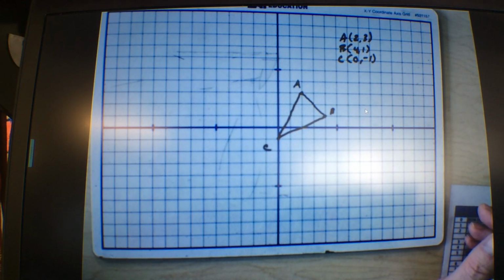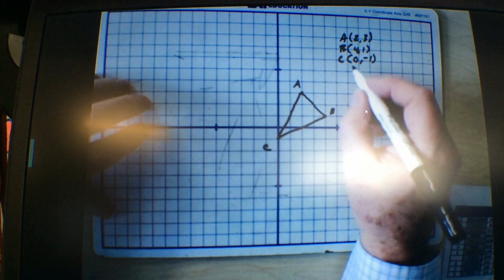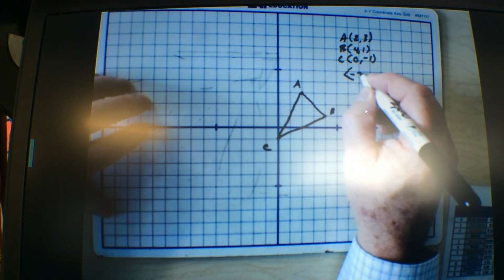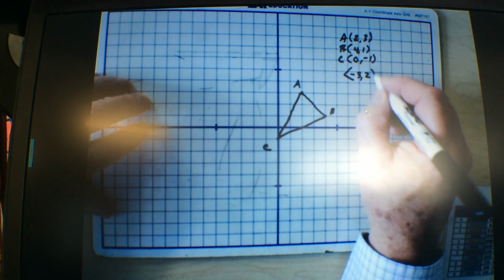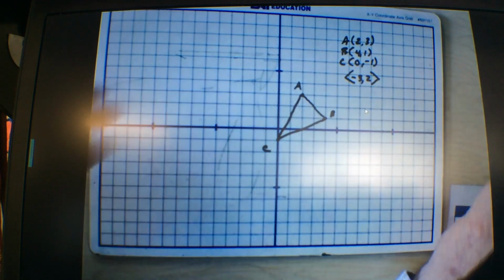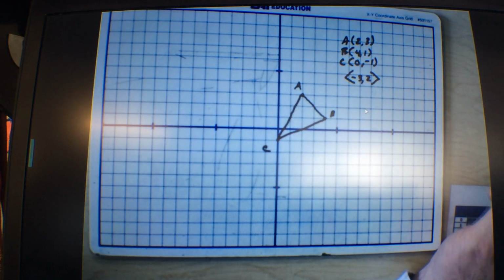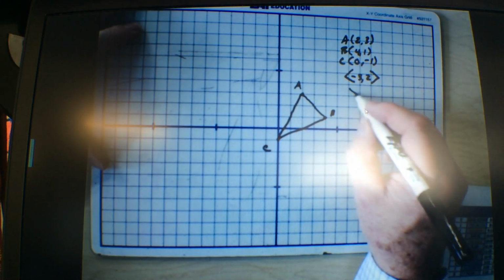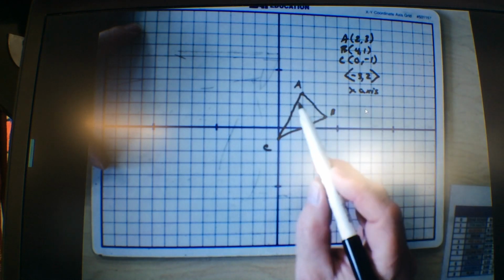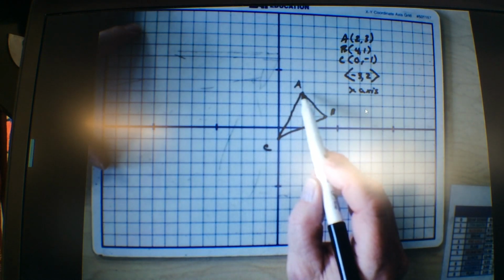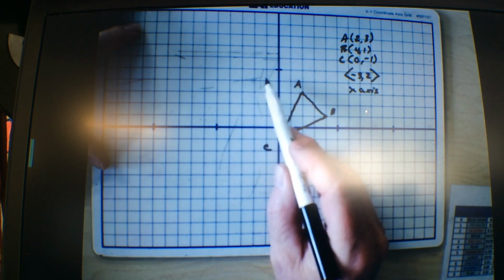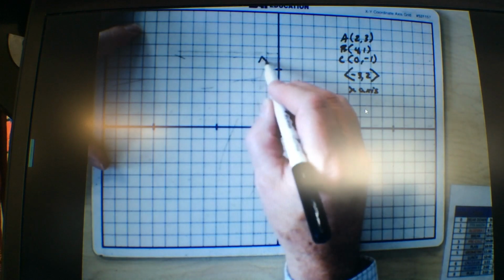All right, so since it's a composition, I want to do the vector negative 3, 2. That's the vector. And then let's reflect it over the x-axis. So what I do is I take each one of these points and I move them. I'm going to move it negative 3, 1, 2, 3, 1, 2. So A prime is here.